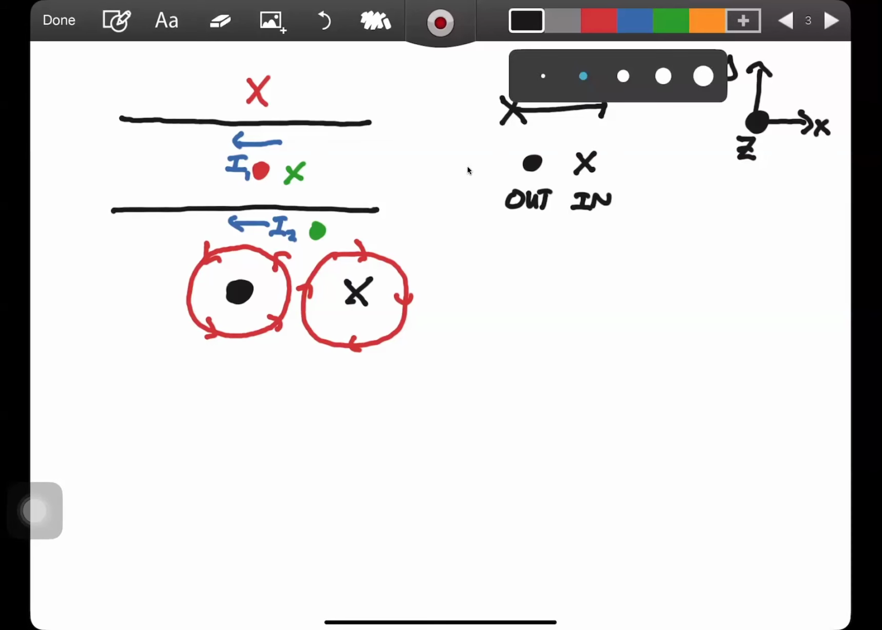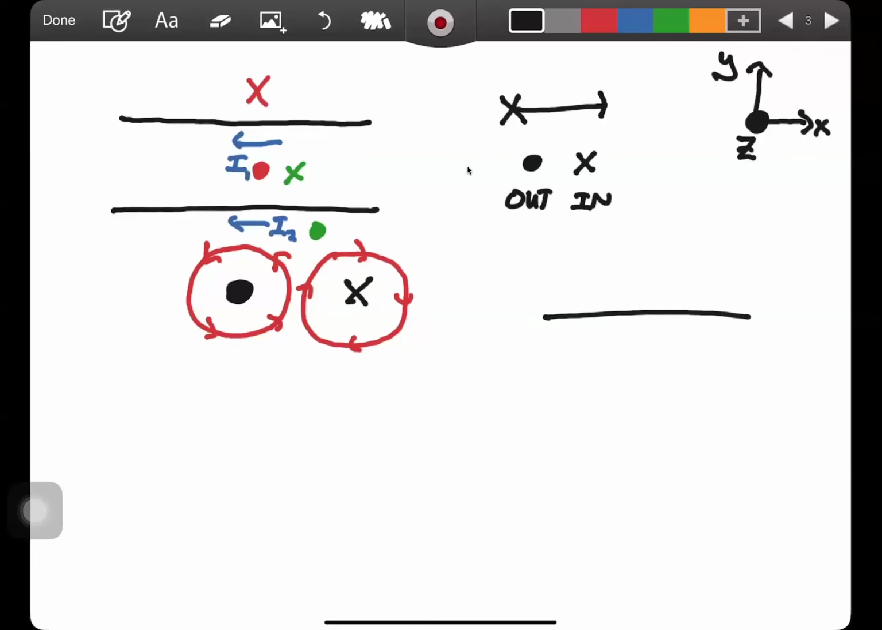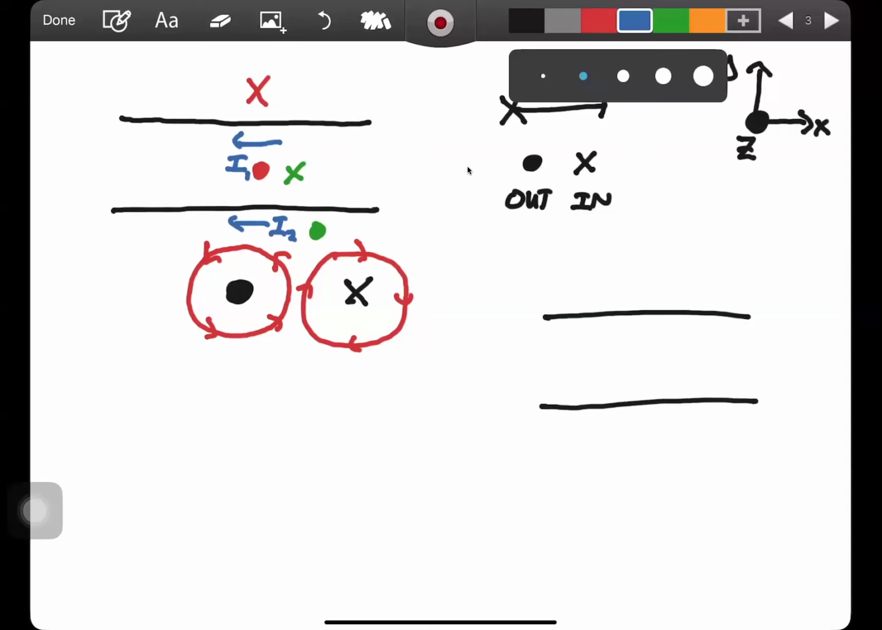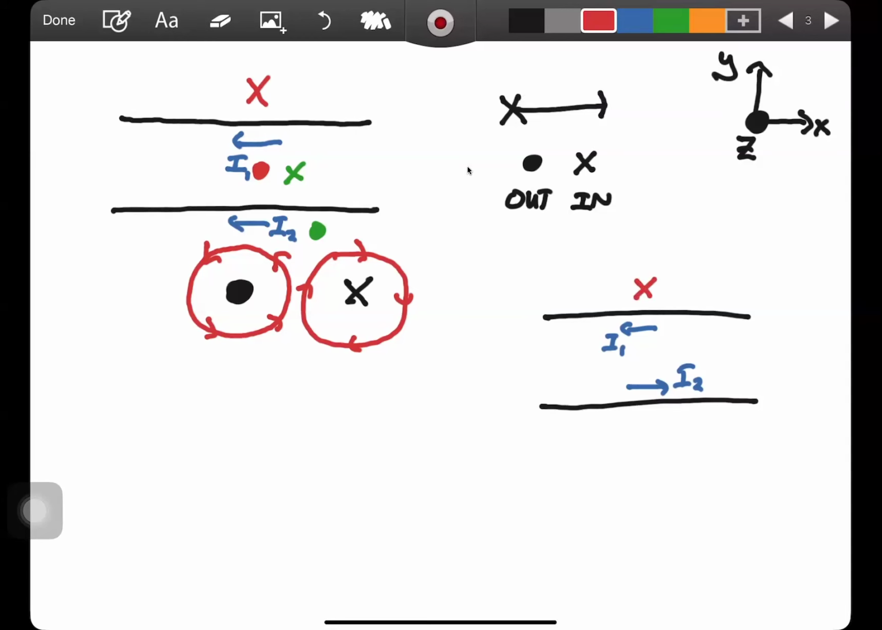But let's hypothetically say instead we had two wires, and we'll have one, the current going left again. But now let's have in the other wire the current going right. So again, by the right hand rule, take my thumb, move it to the left, curl around the wire. It's going into the page on top of that wire, it's coming out of the page below that wire.